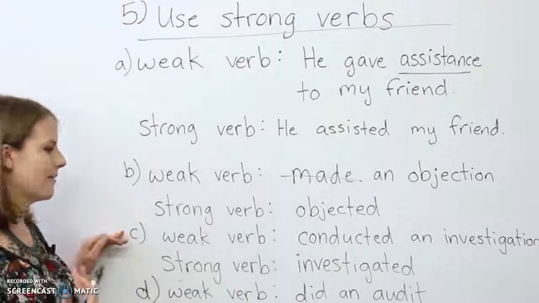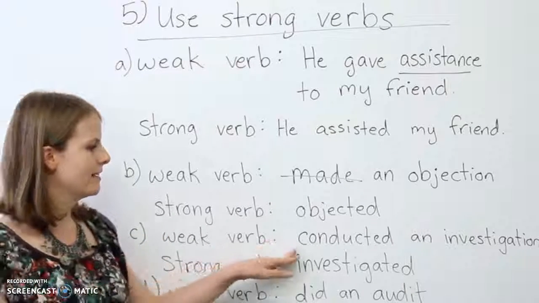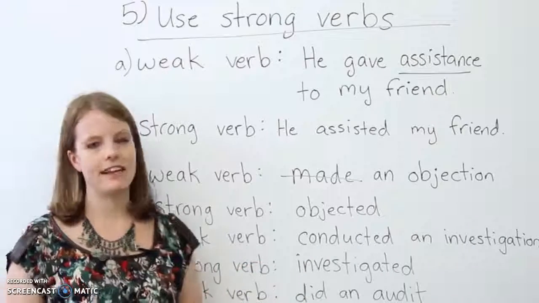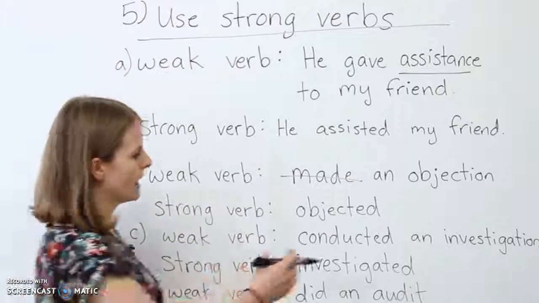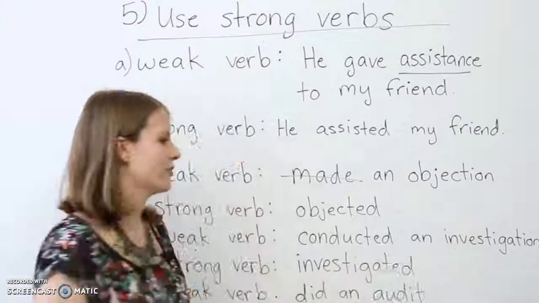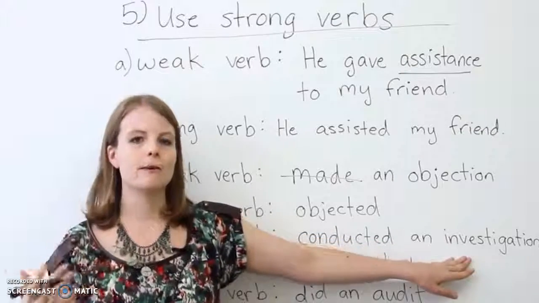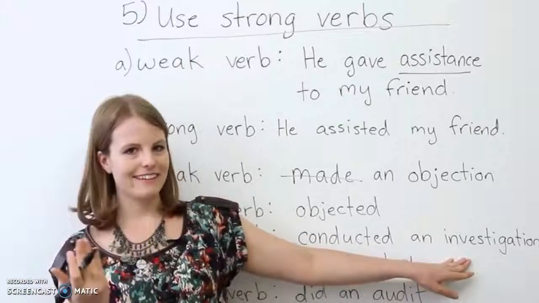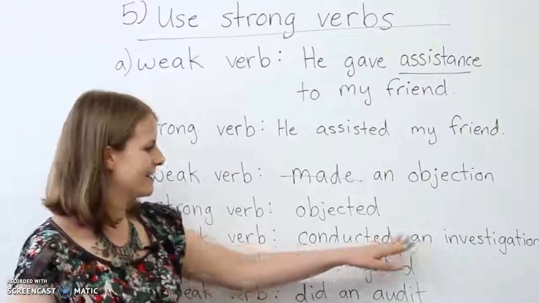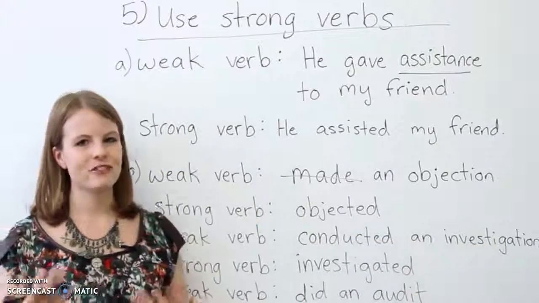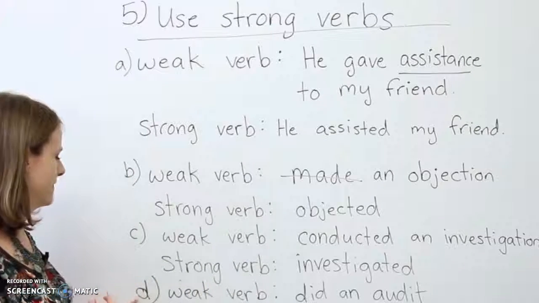Okay. Another example. Here we have our example of the weak verb. She conducted an investigation. Well, when I look here, I see the word investigation and I think, does this noun have a verb form? Well, yes, it does. Investigate. So instead of saying conduct an investigation, she investigated something. It's a lot better. It's stronger.